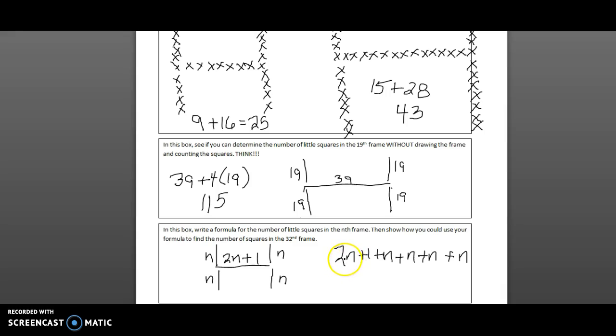So I count up my n's. I've got 2, 3, 4, 5, 6 n's. And then I need to add 1 onto that. So I have 6n plus 4. So if I want to find the 32nd frame, so we're going to work with when n is 32, I do 6 times 32 plus 1, grabbing my calculator, 193.